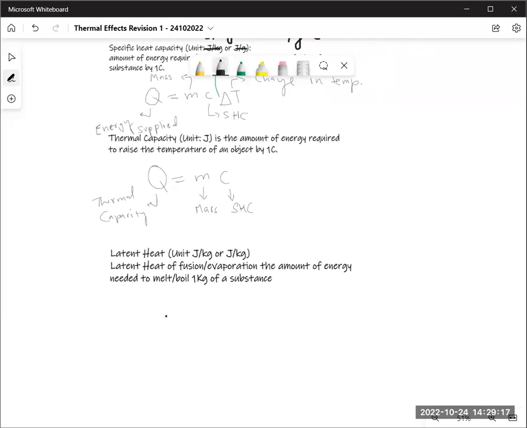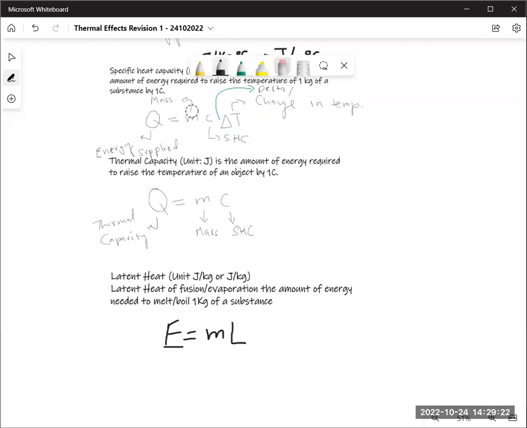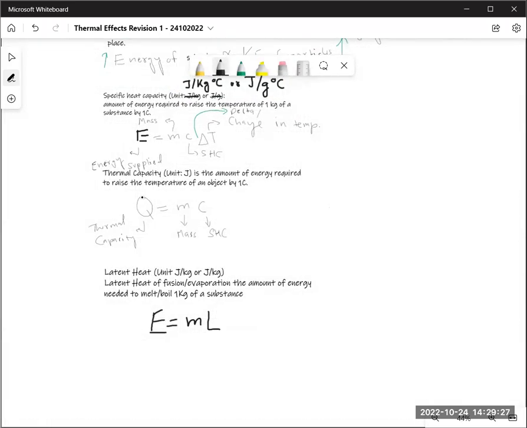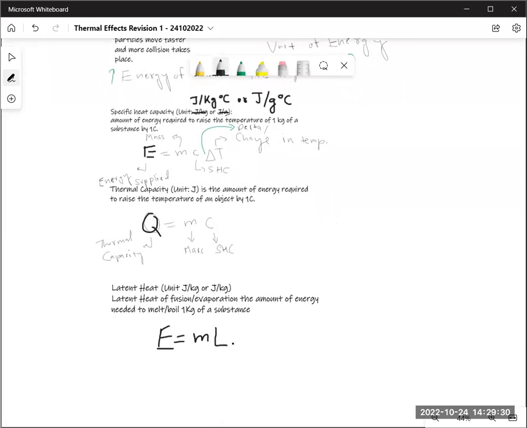I'll give you the equation as well, which is E equals m l. Over here, E equals m c delta T. That's it. L could be F or E. And the only thing remaining is transfer of heat now: conduction, convection, and all of that, and practice questions on this.